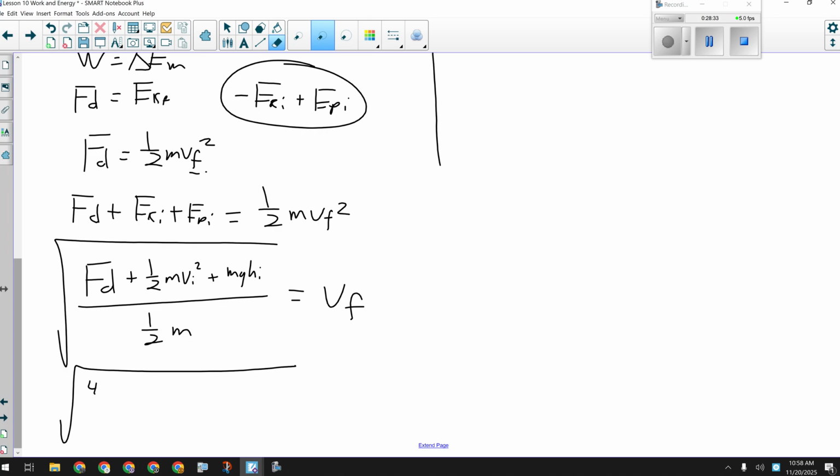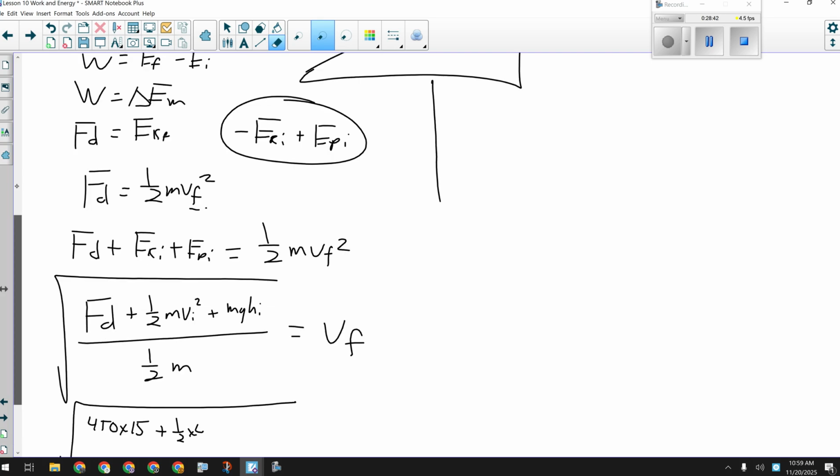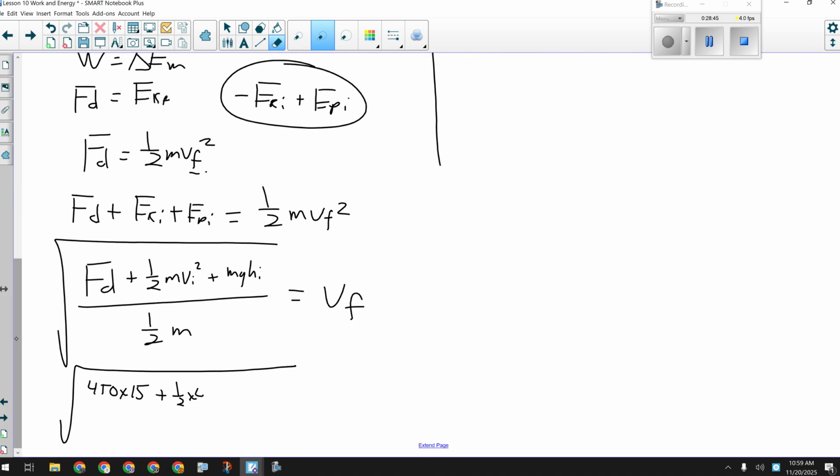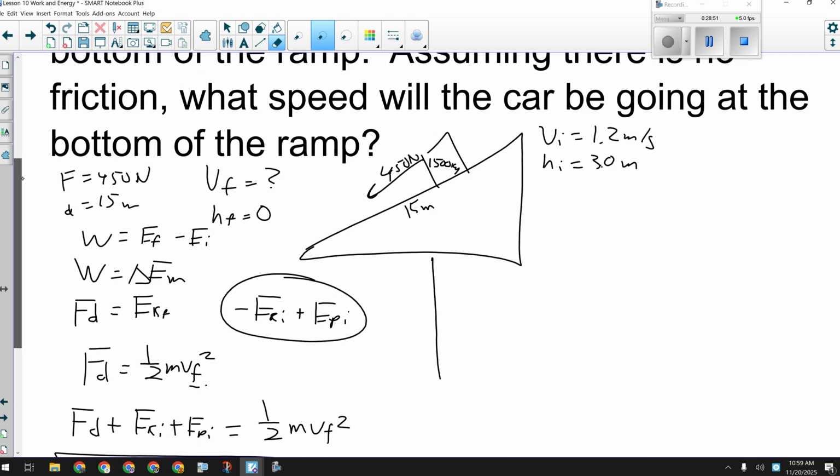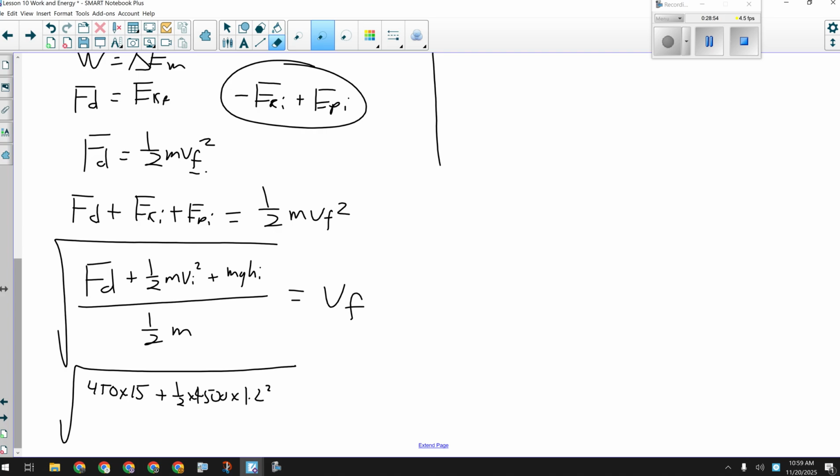So that's going to be 450 times 15 meters plus 1/2 times, what was the mass of this car? 1,500, right? 1,500 times the initial speed, which was 1.2, squared, plus 1,500 times 9.81 times 3 meters, divided by 1/2 times 1,500. So I just plugged in my numbers. That should give me the speed at the bottom of the ramp.